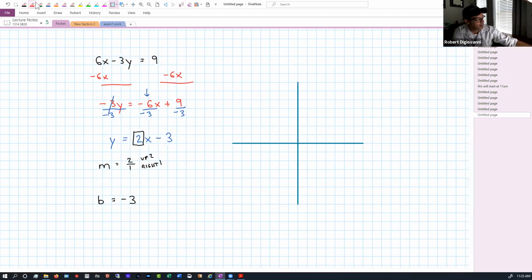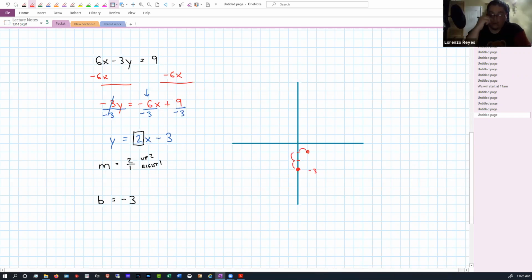So I'm going to go to -3. See that the y-intercept, I go down 1, 2, 3. There's -3. I draw a dot. And then from that point, I'm going to go up 2 to the right 1. So up 2, 1, 2 to the right 1. Boom, drop a dot.